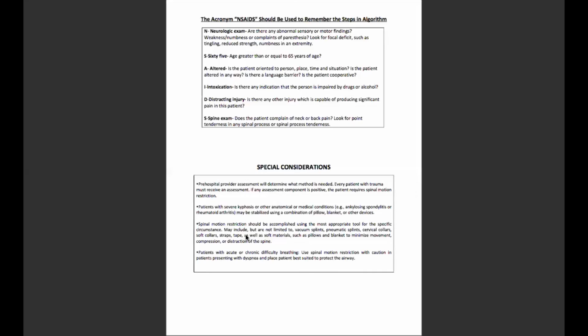These may include, but are not limited to, vacuum splints, pneumatic splints, cervical collars, soft collars, straps, tape, as well as soft materials such as pillows and blankets to minimize movement, compression, or distraction of the spine. For patients with acute or chronic difficulty breathing, use spinal motion restriction with caution in patients presenting with dyspnea, and place the patient in the position best suited to protect the airway.